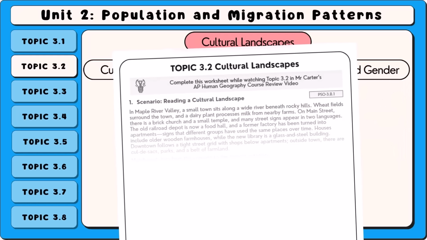Okay, that brings us to the end of topic 3.2. If you're following along with the study guide, check your answers for this section using the answer key before moving on. And when you're ready, we'll move on to topic 3.3.